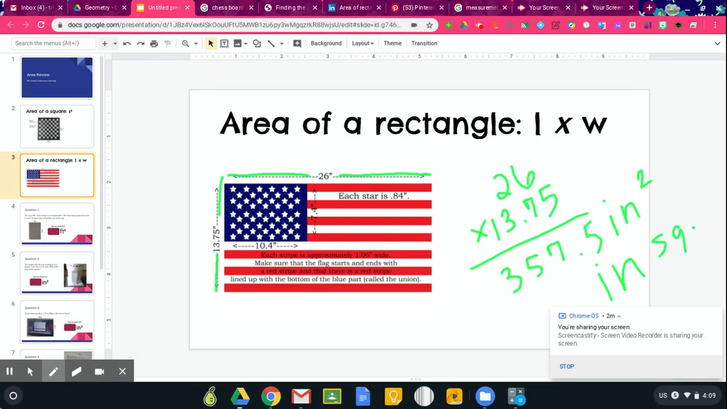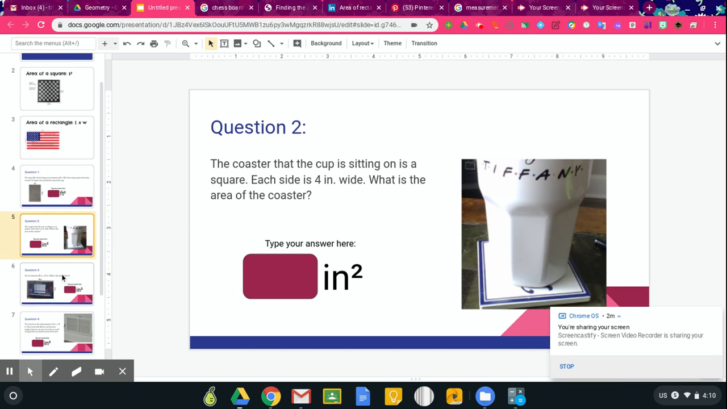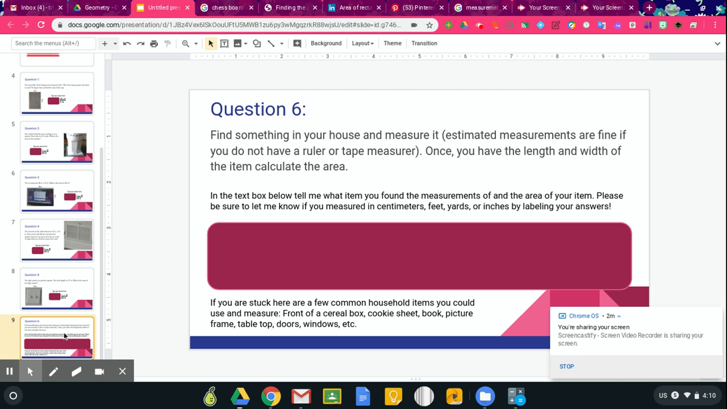When you guys go through these slides, these are all items that I've found inside of my house. So on the last slide, I'm going to ask you guys to find something in your house and measure it. If you don't have a ruler or a tape measure, you can just estimate it. Make sure that when you're estimating, you put whether you're estimating it in inches or centimeters or feet or yards. It really just depends on what you're measuring. If you're measuring something huge, maybe you do yards or feet. It's up to you guys.